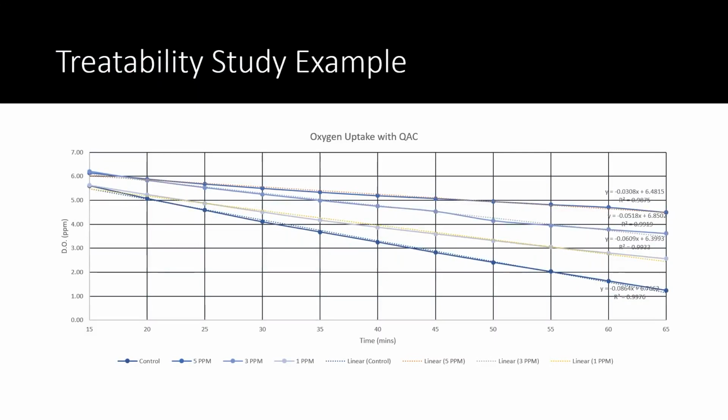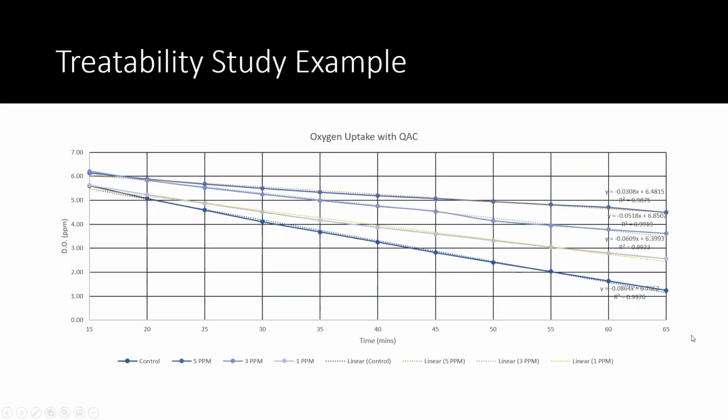So I just have an example graph here of oxygen uptake, because I like that type of testing and it's usually a very good indicator. So this was an oxygen uptake rate test with supplemented quaternary ammonium cation, which is a toxin. And you can see the higher dose of quats produced a lower oxygen uptake rate. Here we have our 5 ppm quat dose. Here we have a 3 ppm quat dose. Here we have a 1 ppm quat dose. And all of them were distinguishable and worse than the control.